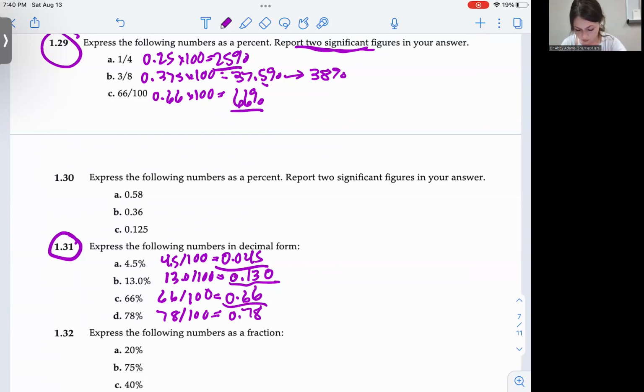Okay, right? And if you move the decimal back, as if you were multiplying by 100, and then add a percent sign, then you get the percentages. It works the same way. You can just toggle back and forth between the decimals and the percents.